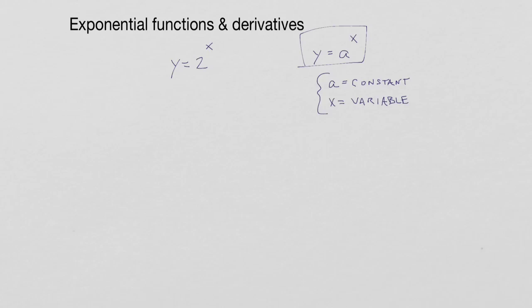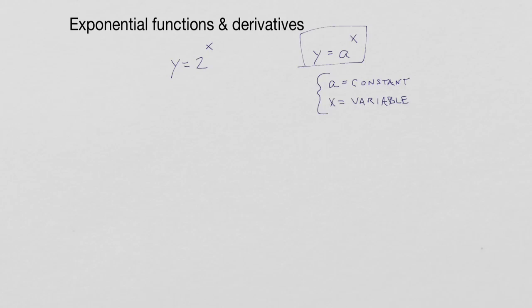Alrighty, in this video, I want to look at the question of how do we take the derivative of an exponential function in the form y equals a to the power of x. In that format, a is a constant, like 2 or 10, and x is our variable, and this, of course, is an exponential function because the variable x lives in the exponent.